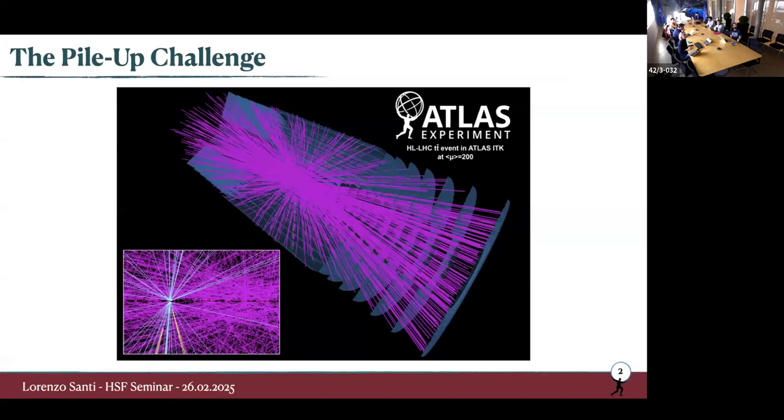Okay. So let me start from the pileup challenge. At the High-Luminosity LHC, we know that we will have about 200 interactions per bunch crossing, with an average mu of 200. And this is how an event display looks like in terms of events. As you may see, this is quite chaotic, and that's why we started discussing timing. It's very difficult to find the hard scatter events.